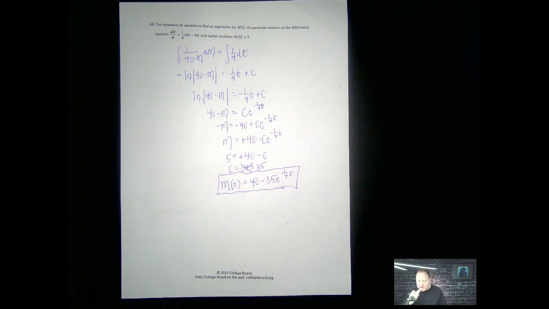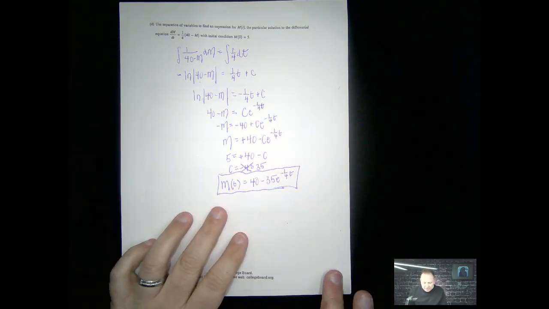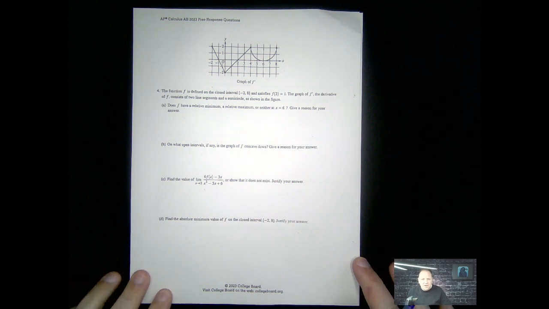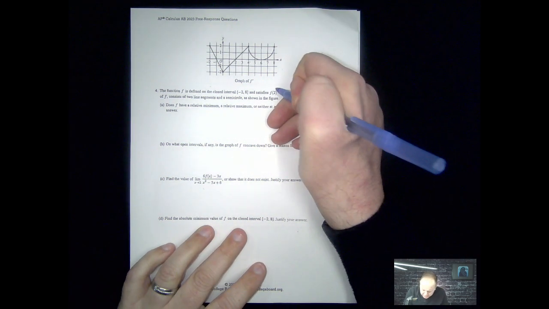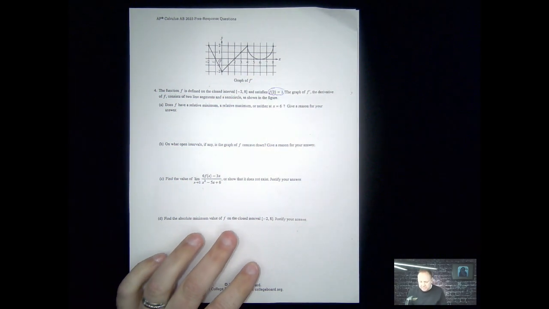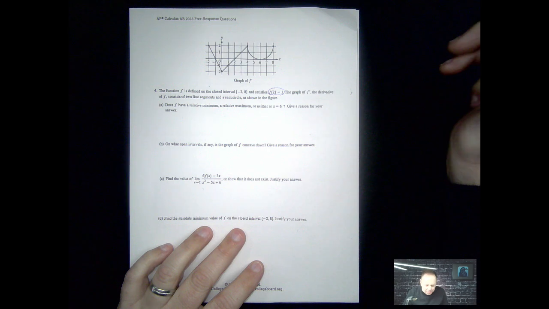All right, so let's clear our mind and let's go on to the next FRQ. Looks like an accumulation, F prime graph analysis type question. So they're giving me the graph of F, defined on the closed interval from -2 to 8, and satisfies F of 2 is equal to 1. So they're not giving me a rule, they're giving me an actual value at a point. It's still going to be an accumulation.